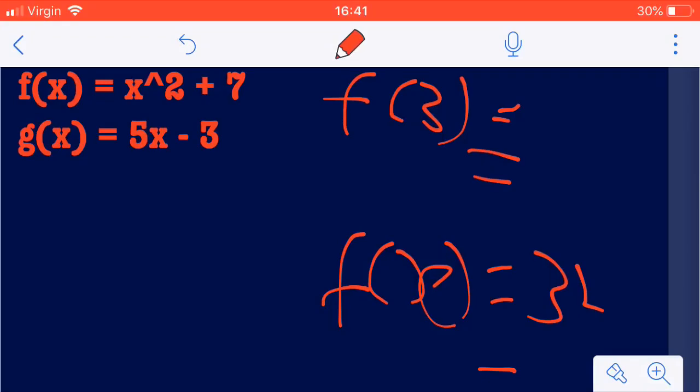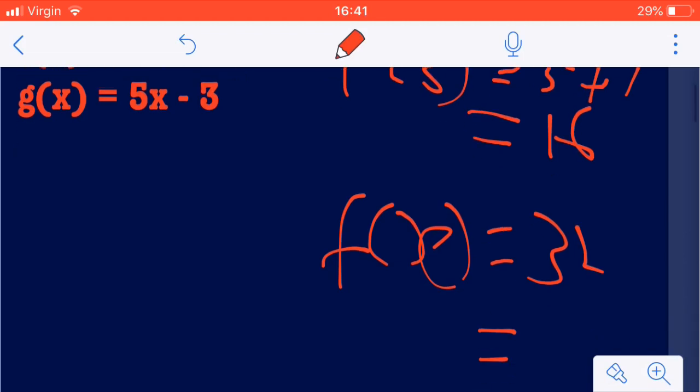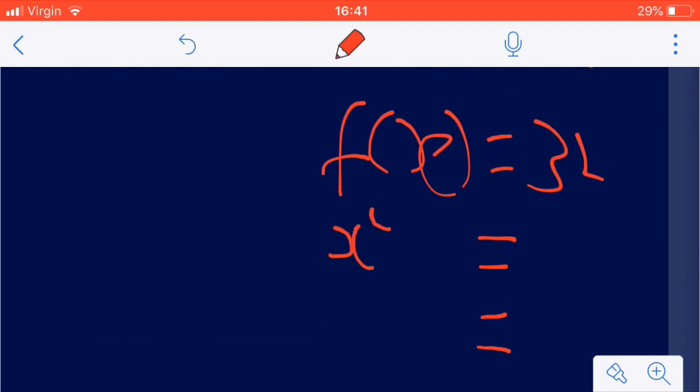So let's look at functions now. So we've got two functions here, f of x equals x squared plus 7, g of x equals 5x minus 3. So f of 3, so 3 squared plus 7, 9 plus 7 equals 16. That's simple enough.